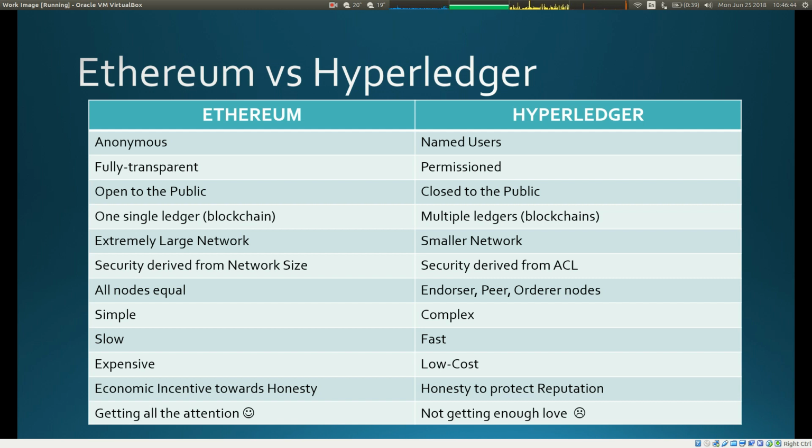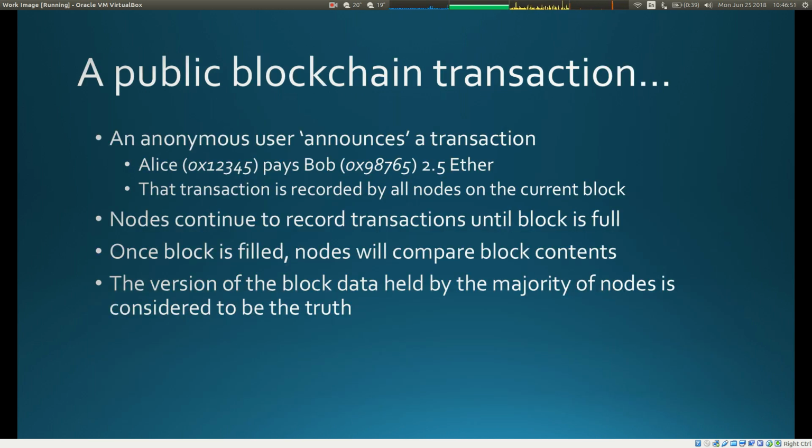And finally, I really think that platforms like Ethereum are getting all the attention right now, when really Hyperledger and private permissioned blockchains are where a lot of growth is going to take place.